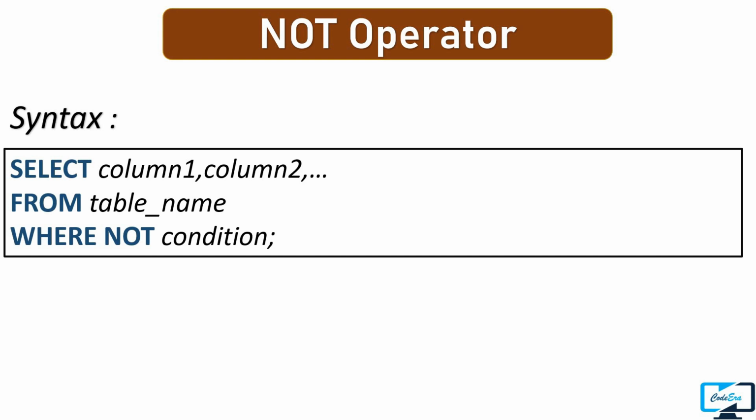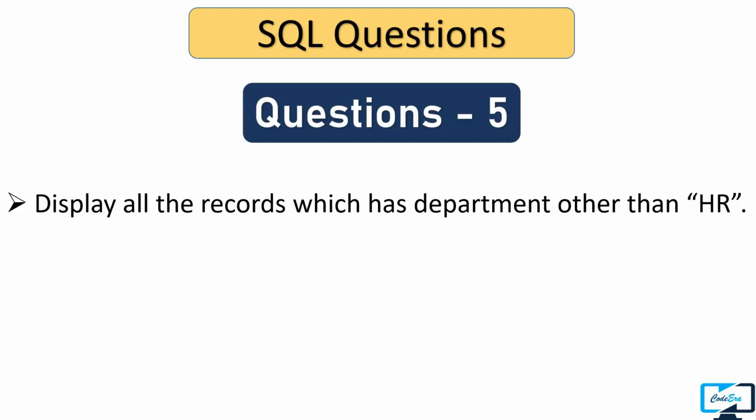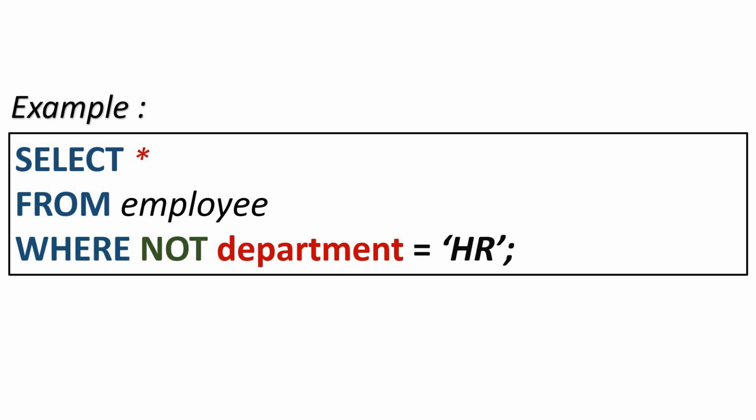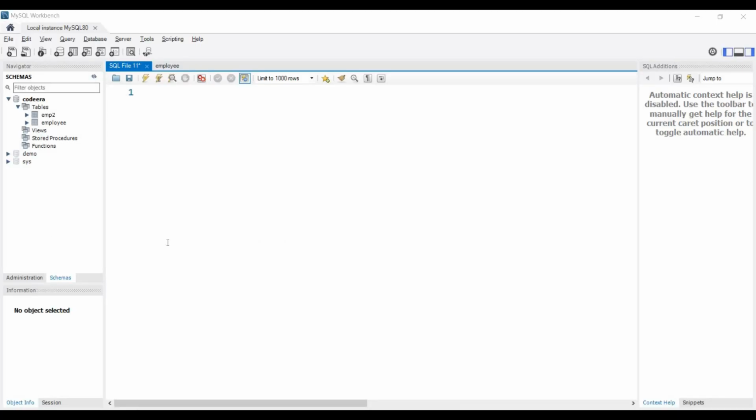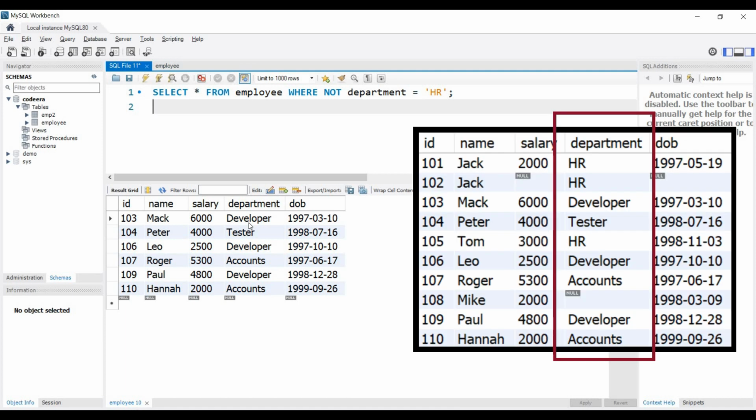So now let's solve a question based on the NOT operator. The question is: display all the records which have department other than HR. So our query will be like this. We will write select star from employee where not department equal to HR. So let's execute this query. As you can see in the results, we have all the records except the record which has department equal to HR. But at this point you will think we can get the same output with the not equal to operator. Then what is the need of the NOT operator?